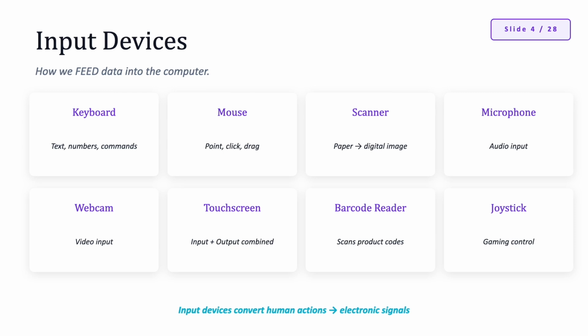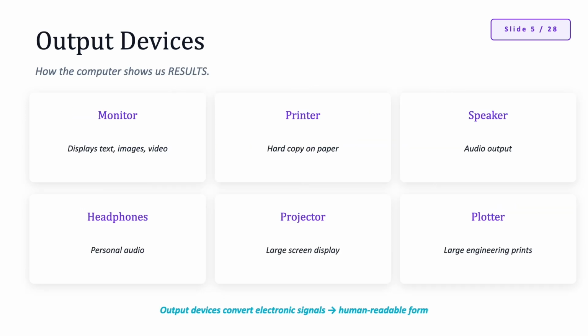The key idea: input devices convert human actions into electronic signals the computer can understand. Output devices show you the result of processing. The monitor or screen displays text, images, and video. The most common output device. A printer produces hard copy on paper.